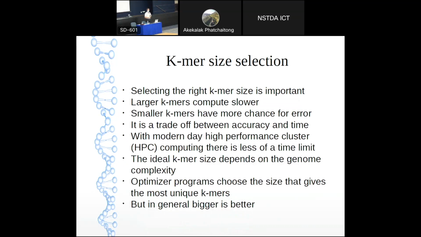So selecting the right k-mer size is important. Larger k-mers compute more slowly, while smaller k-mers have a higher chance for error. So it's a trade-off between accuracy and time.